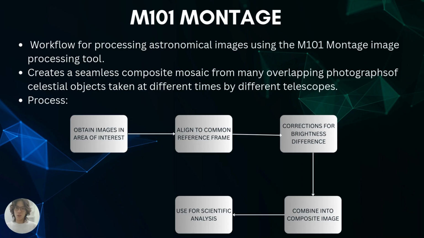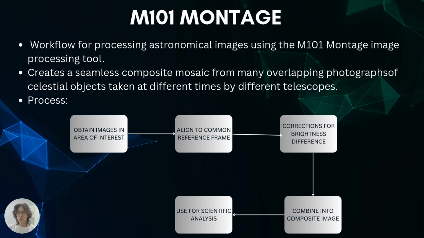In this project, we are focusing on an example workflow processing astronomical images using the M101 Montage image processing tool. It will help us demonstrate how the Montage toolkit helps astronomers create a seamless composite mosaic from many overlapping photographs of celestial objects taken at different times by different telescopes.